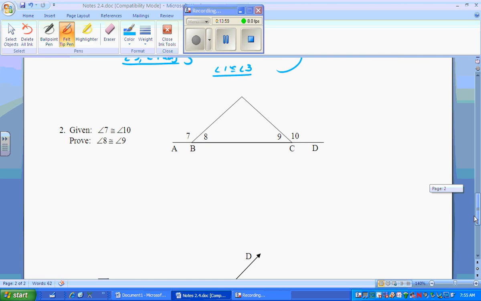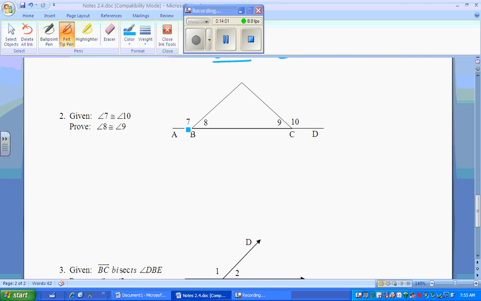All right, let's switch to number 2. All we know is that 7 is congruent to 10. We want to prove 8 and 9 are congruent. So let's look at the picture.